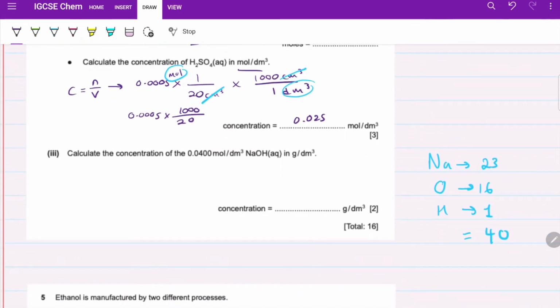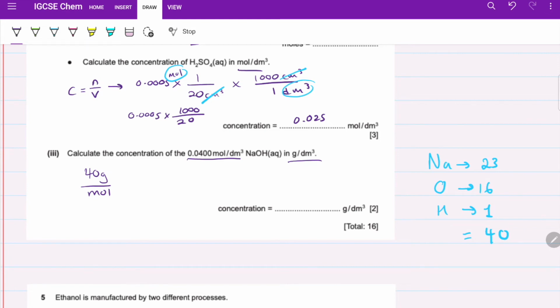Now, calculate the concentration of this 0.04 moles per decimeter cubed NaOH in grams per decimeter cubed. Okay, so sodium has a mass of 23, oxygen 16, hydrogen 1, which gives us a total of 40. So that means there's 40 grams in 1 mole. Does that make sense? So 1 mole of NaOH has a mass of 40 grams.